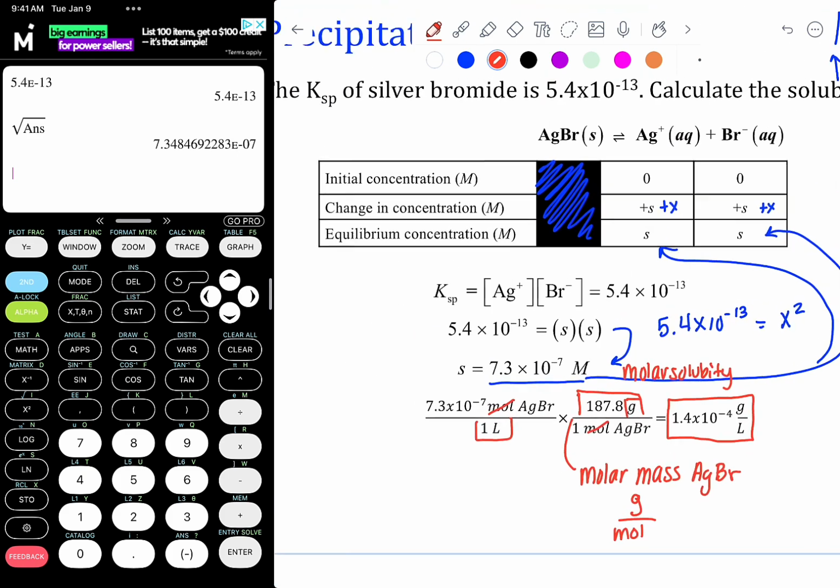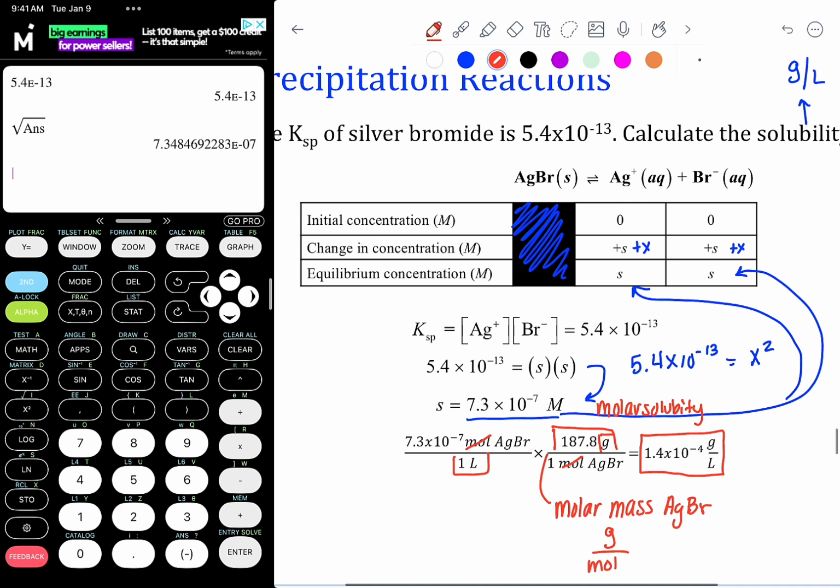So what did we just do? Well, we did our ICE tables like we've done in the past. Everything was the same up until this point. And then everything down here is just our conversion from molar solubility to solubility. And we know how to convert from moles to grams. We've been doing that all throughout General Chemistry 1 and 2. We're just using it here in a different respect.